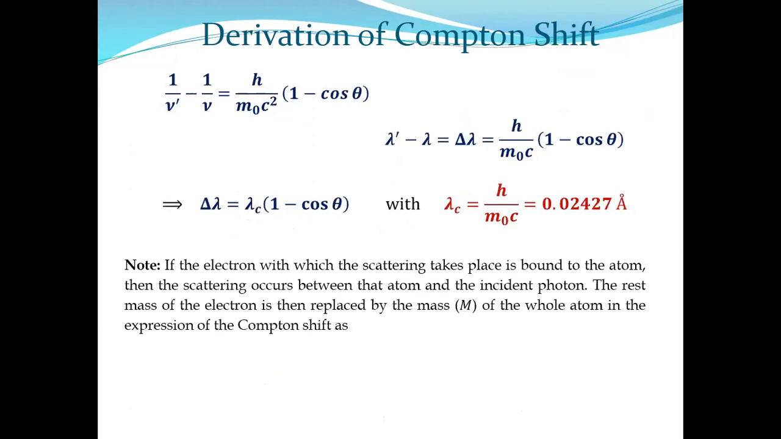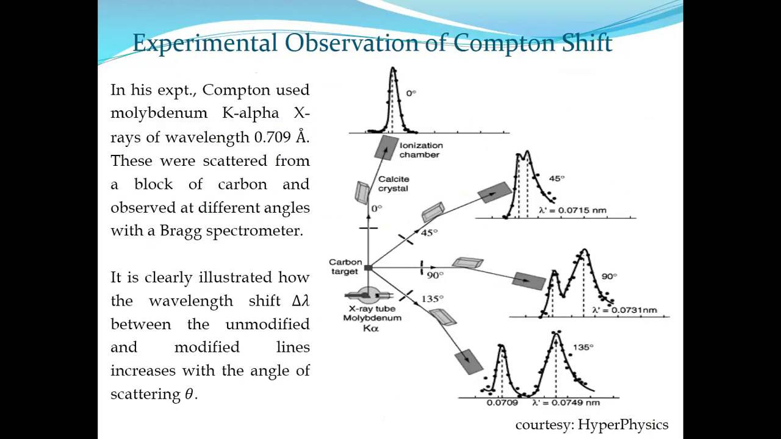Now, let us observe the experiment done by Compton himself. As I have mentioned earlier, he used X-rays. Actually, he used a particular type of X-ray, which is called K alpha X-ray. If you remember your 10+2 standards, there were K alpha, K beta, L alpha, L beta, this type of X-rays. So he used K alpha X-ray, whose wavelength is 0.709 angstrom. That is your lambda value, the wavelength of the incident X-ray. And he used a block of carbon.